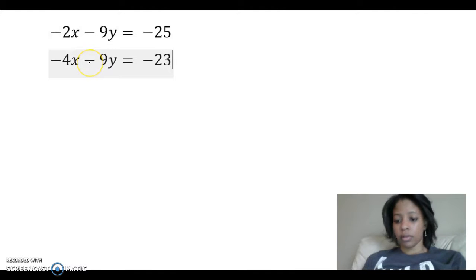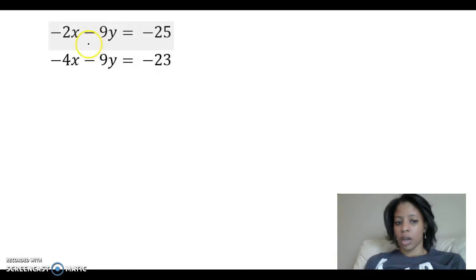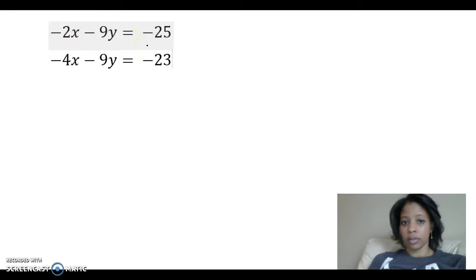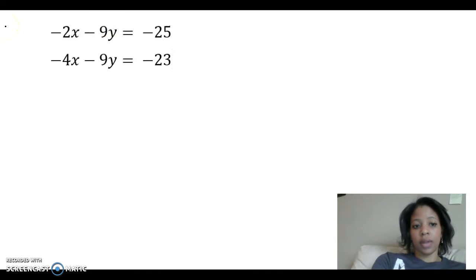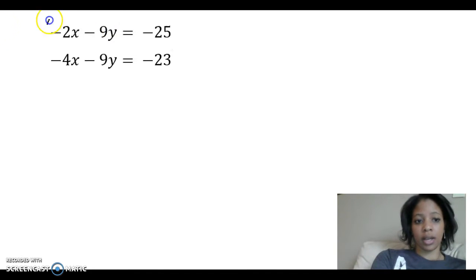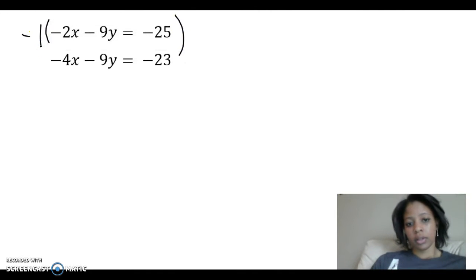If you can remember from the notes, what do we need to do when we have the same coefficient but the same signs? How do we make them into different signs? We need to multiply one of our equations by -1, and it's going to change all of the signs. So I'm going to just multiply this top equation by -1. It doesn't matter which one you multiply by -1, by the way.